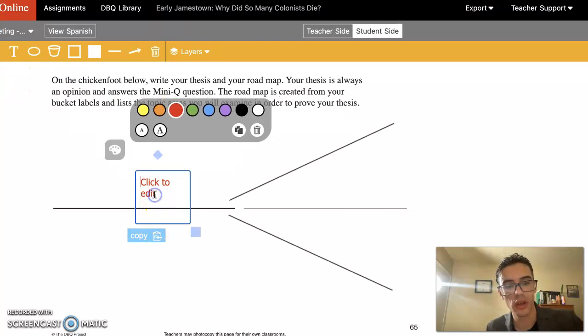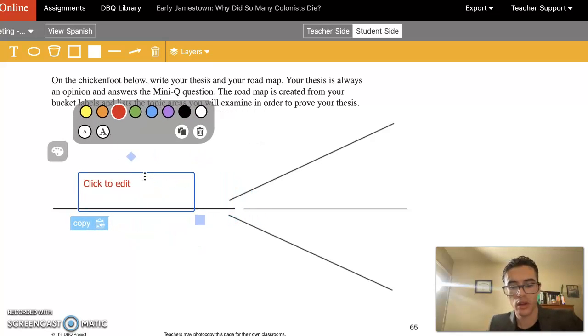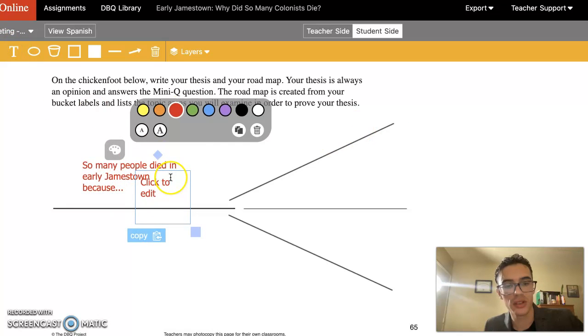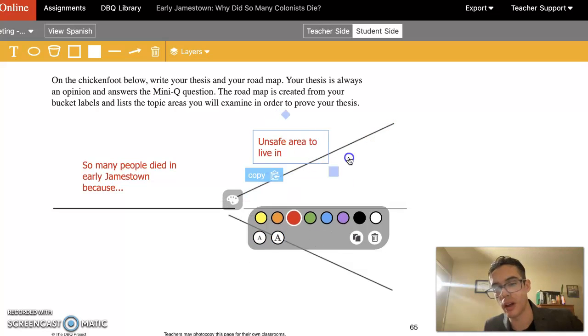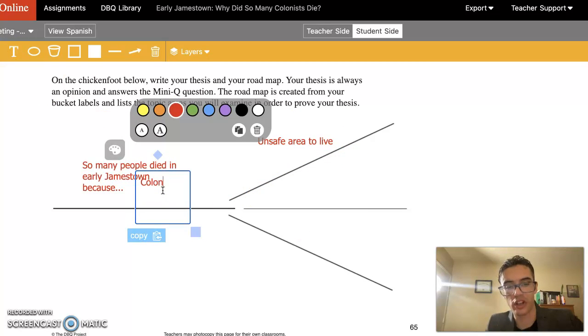So in this first section, you just simply answer the question, right? So many people died in early Jamestown because. And then all I have to do is write out my ideas. So for me, since I said because it was an unsafe area to live in, that's going to be my first toe. That's going to be the first body paragraph. And my second one, I said the colonists were fighting each other.